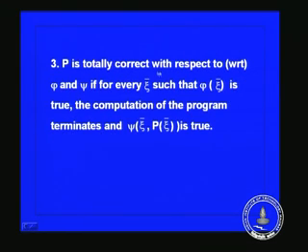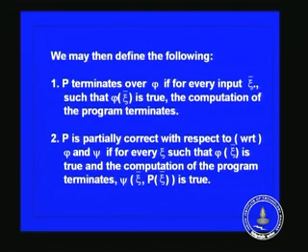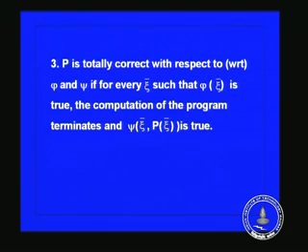P is totally correct with respect to phi and psi if for psi bar such that phi psi bar is true, the computation of the program terminates and psi bar P psi bar is true. That is, in the termination portion, if the input predicate satisfies some condition, the program terminates. In the partial correctness, if the input predicate is satisfied and the program terminates, you are not bothered about that, you assume it terminates, then the output predicate will be satisfied. Now, it is totally correct if both these conditions are satisfied.